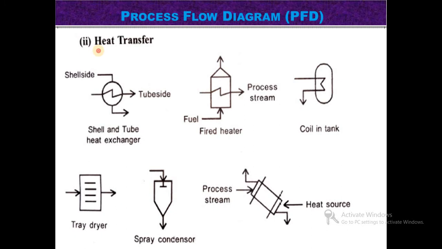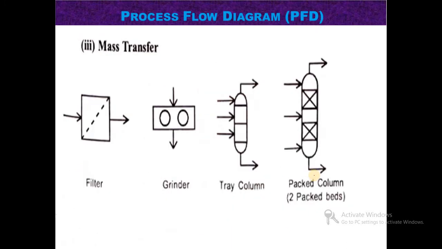Then heat transfer symbols. In the case of a shell and tube heat exchanger, this symbol is used. Then for a fired heater, this symbol is used. Then coil in tank, this symbol is used. Then tray dryer, this symbol. Spray condenser, then process stream and heat source are represented by this symbol. So these symbols represent heat transfer processes.